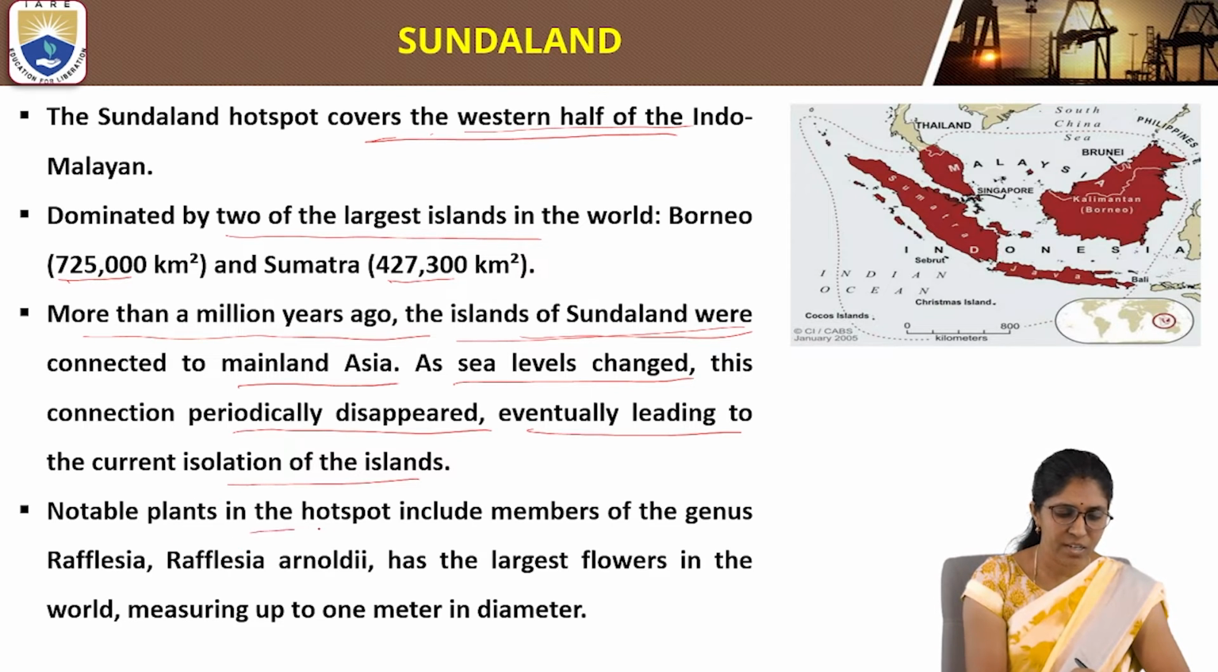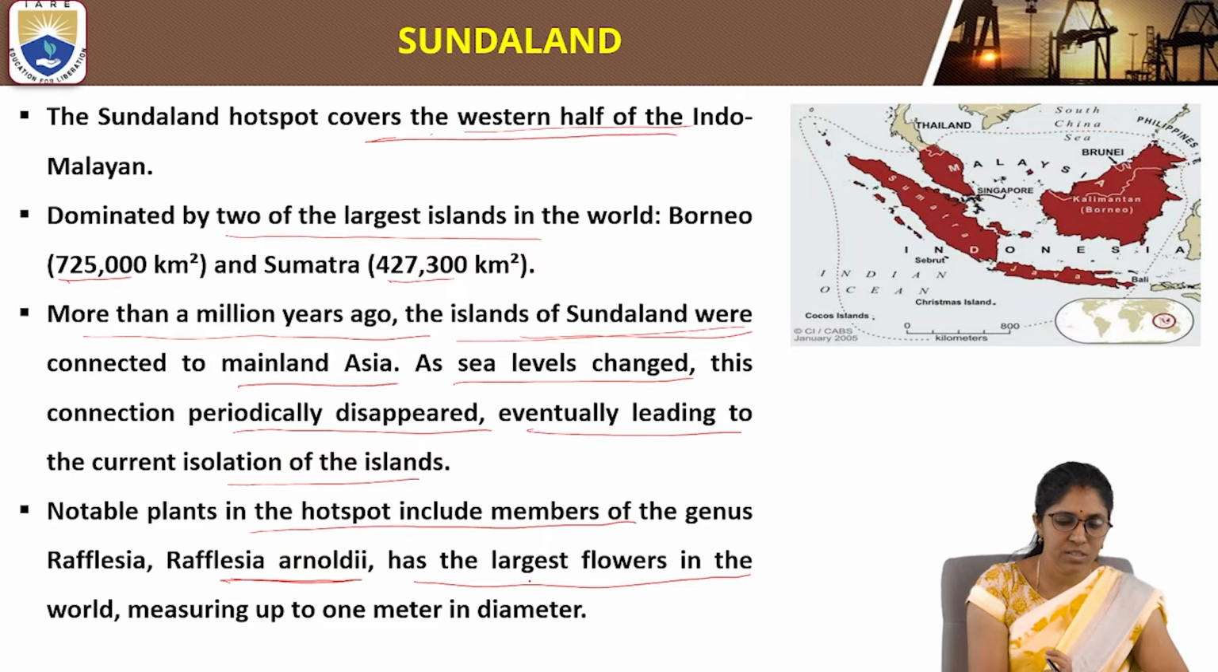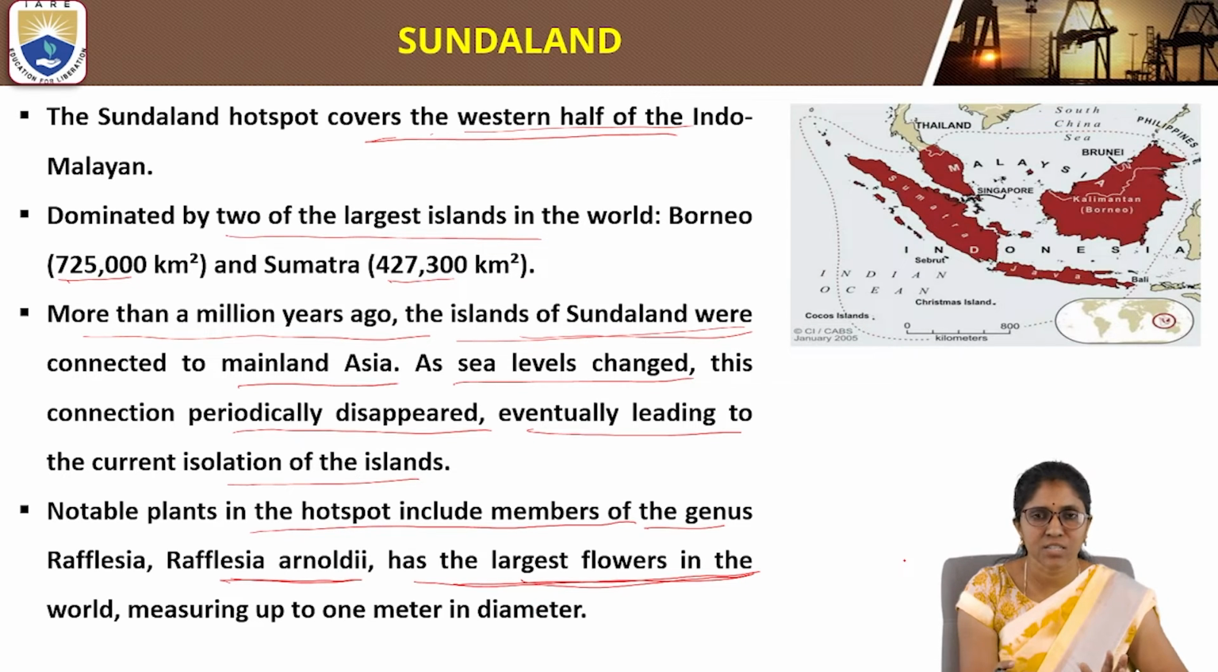Notable plants in the hotspot include members of the genus Rafflesia, such as Rafflesia arnoldii, which has the largest flowers in the world, measuring up to 1 meter in diameter. So in the Sundaland hotspot, we have the largest flowers in the world, with a diameter of up to 1 meter.